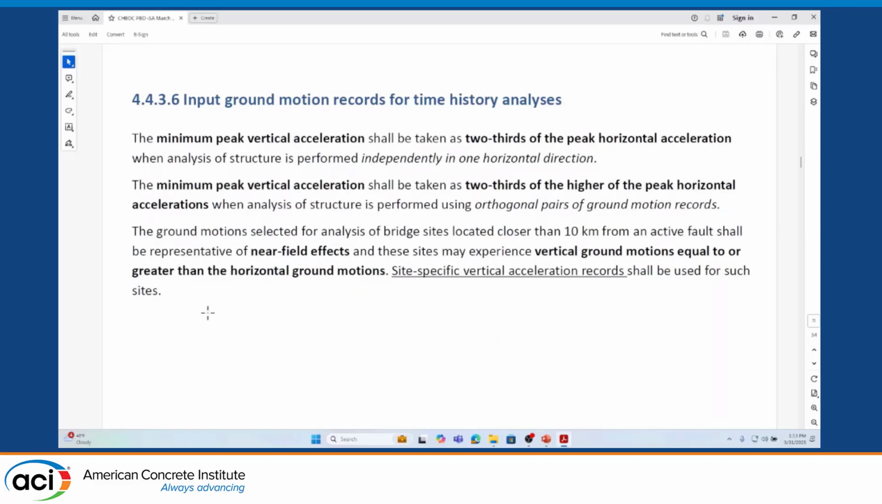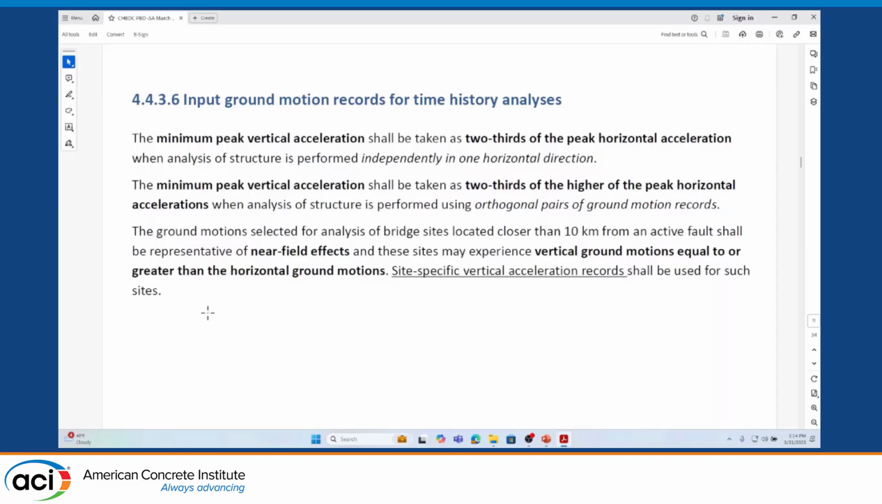Again, for input ground motions, the minimum peak vertical acceleration, it says, should be taken as 2/3 of the peak horizontal acceleration when you are doing analysis in only one horizontal direction. If you are doing analysis with orthogonal pairs of ground motion records, in that case, the minimum peak vertical acceleration will be 2/3 of the higher of the peak accelerations.